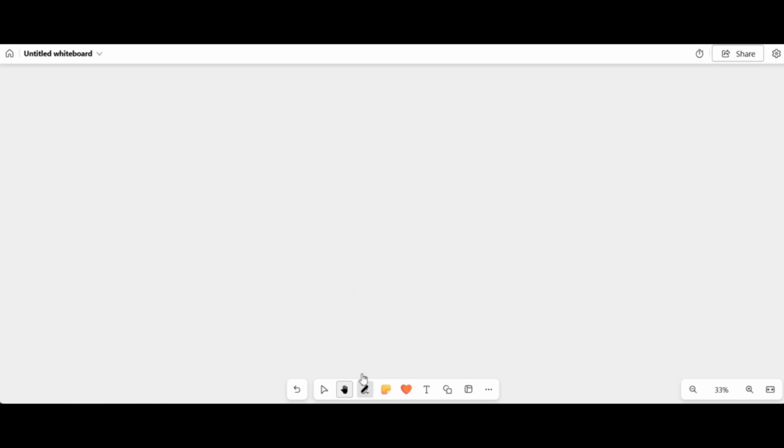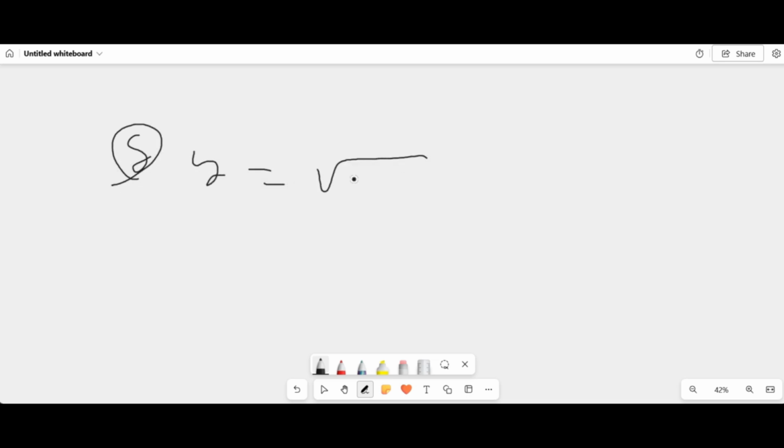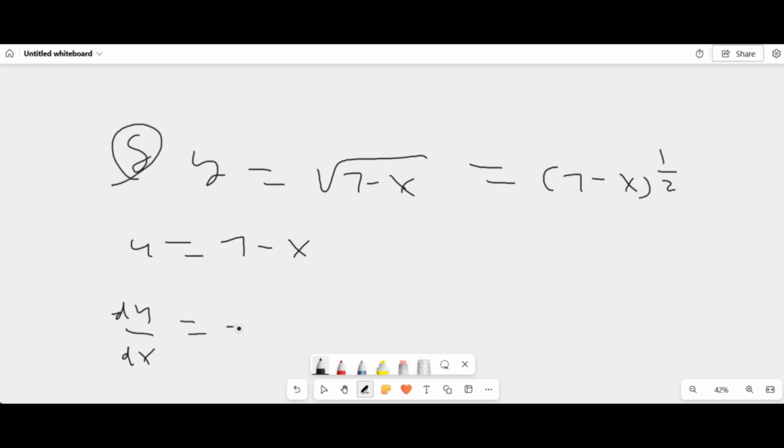F. So in F we got y is equal to root of 7 minus x here. Now, square root, yeah, if you root something, it's the same as doing it to the power of a half. So you're going to need to convert that to differentiate because you can't differentiate a root here. So we've got this situation here. u is therefore equal to 7 minus x here. And therefore, du over dx is equal to minus 1 here. No problem. We got y is equal to u, so it's just u to the power of half here.